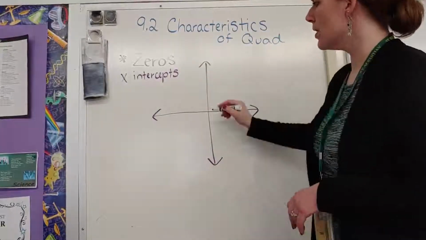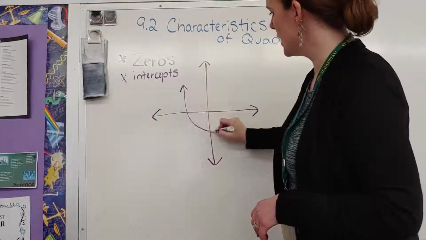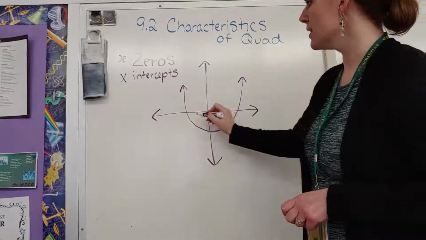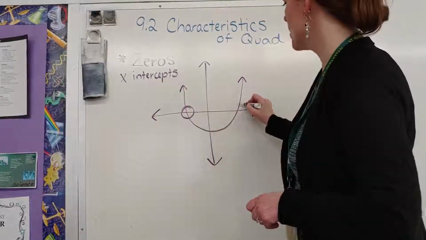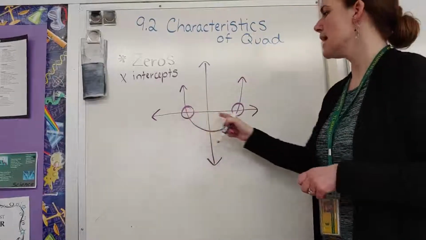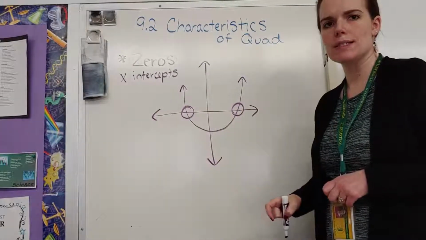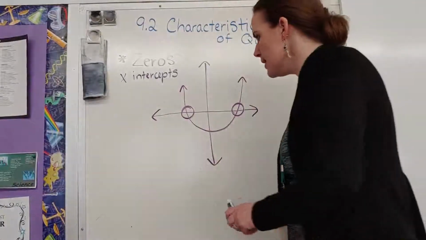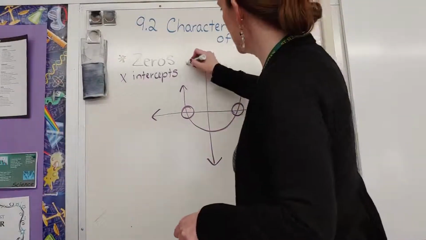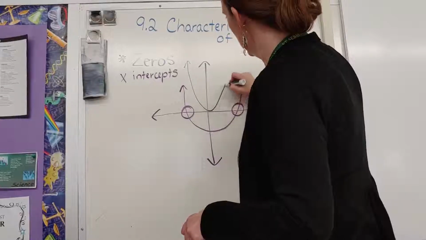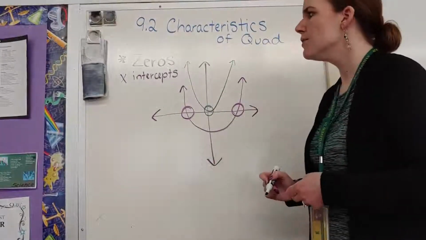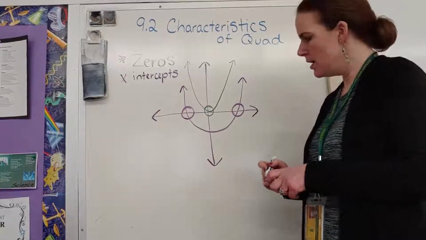So a zero, because quadratics look like this. Sometimes a quadratic is going to have two zeros. It's going to cross the x in two spaces. Or a quadratic might look like this, and it might touch at exactly one spot. So it could have one zero.